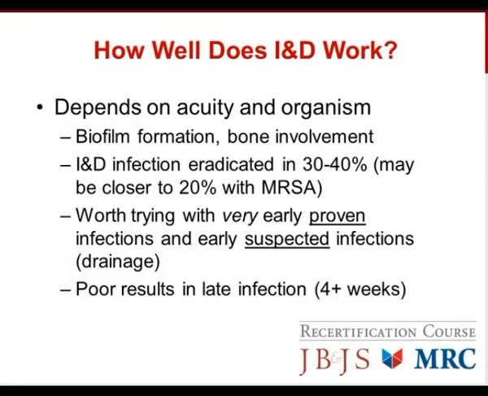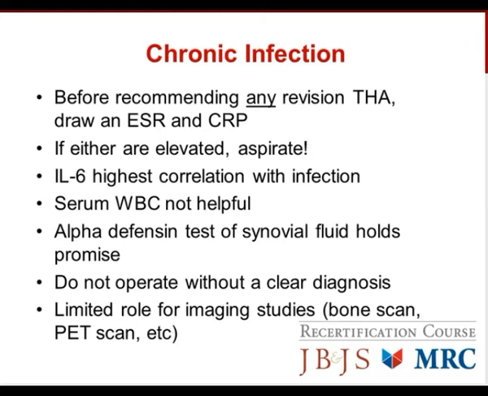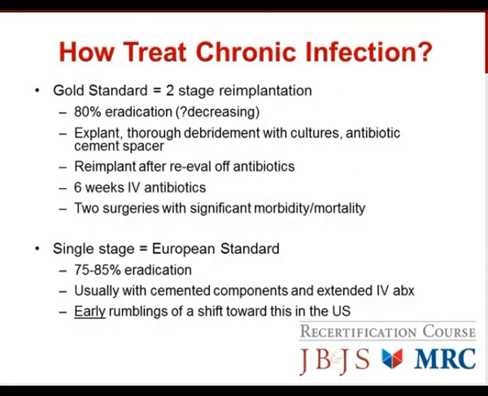So how well does irrigation and debridement and implant retention work? Well, it depends on a number of factors. The bottom line is that some of the recent data has suggested that this is only successful about 30 to 40% of the time. With chronic infection, we're typically going to proceed with a two-stage revision. Two-stage revision remains the gold standard for chronic infection in total hip arthroplasty. How do we do this? Well, we remove the implants, we place a spacer, we treat patients with 6 weeks of intravenous antibiotics, and then return when the infection is gone to reimplant the hip.